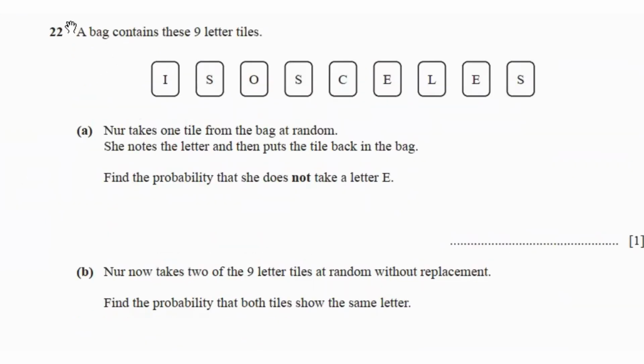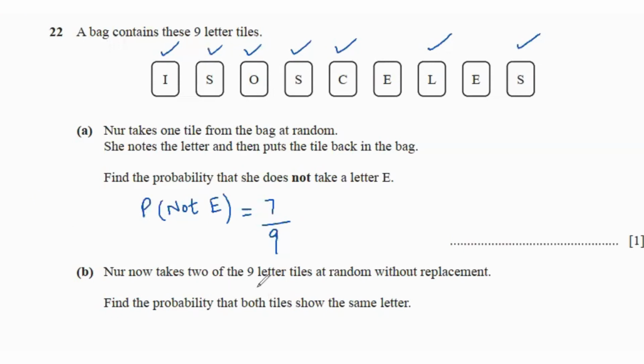Question 2 says a bag contains these 9 letter tiles. Noor takes one tile from the bag at random. She notes the letter and then puts the tile back in the bag. Find the probability that she does not take a letter E. So we have 1, 2, 3, 4, 5, 6, 7 letters that are not E. So that's going to be 7 over 9. We divide the letters that are not E by the total number of letters.